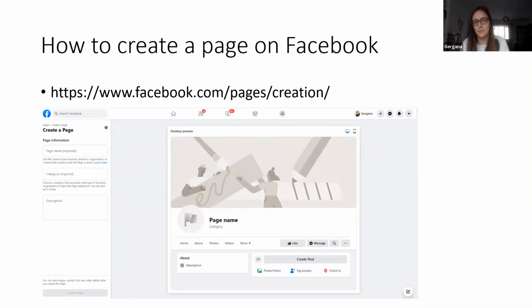And how to create a Facebook page. I know you probably know how to do it, but when you go to pages, there's one, create a new page, or you can go directly to facebook.com pages creation. You'll be asked for a name, which will be a unique one, for a cover photo, for a profile picture, for a category. So it's very easy to set up.